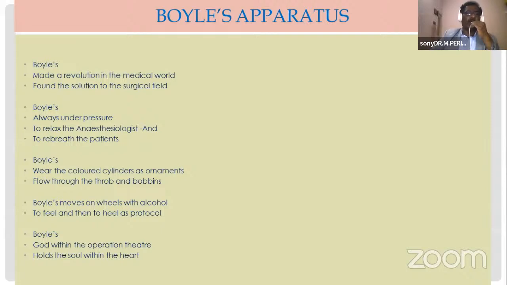Here is a small poem about this Boyle's. Boyle's made a revolution in the medical world after the Second World War. Found the solution to the surgical field. Boyle's always under pressure, to relax the anesthesiologist and to rebreathe the patients. Boyle's wears colored cylinders as ornaments. Flow through the throat and bobbins. Boyle's moves on wheels with alcohol, to feel and then to heal as protocol.